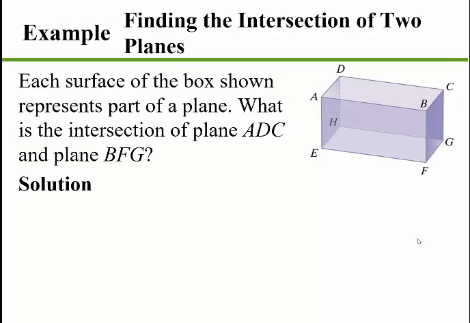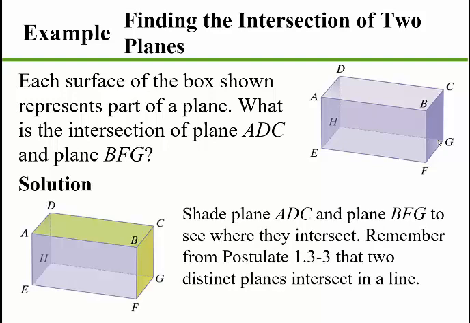Let's do an example. Finding the intersection of 2 planes. Each surface of the box shown here represents a plane. What is the intersection of the plane ABC? So we have plane ADC here, which is the top of the box, and plane BFG here. So it's the top and the side. Well, remember, 2 planes are going to intersect to form a line. So you have to figure out which line it's going to be.